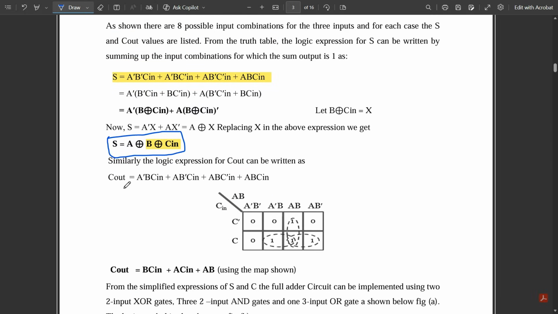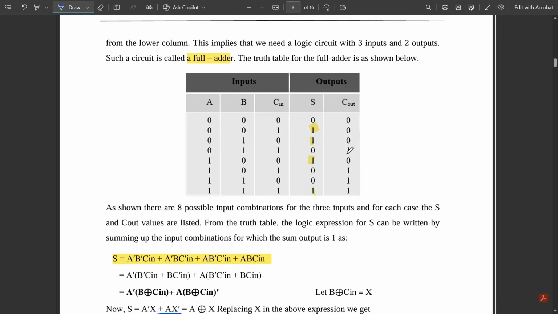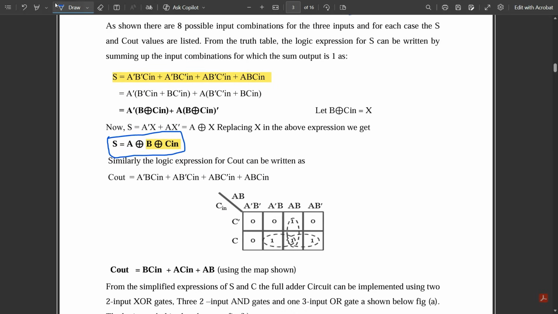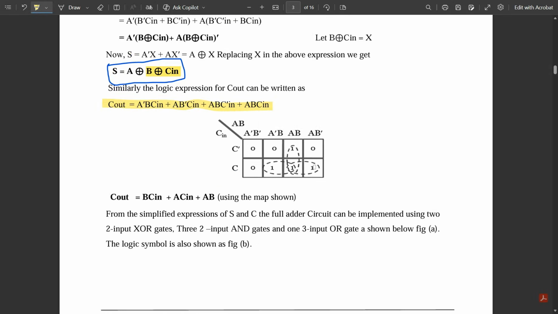Whereas for carry, this is the expression wherever the 1 is there for carry. With respect to that, you write the carry expression, that is given by Cout is equal to A' B Cin plus A B' Cin plus A B Cin' plus A B Cin. Okay, use the K-map here to simplify and make the groups, and this is the carry expression which we get for full adder, that is B Cin plus A Cin plus A B. Okay.